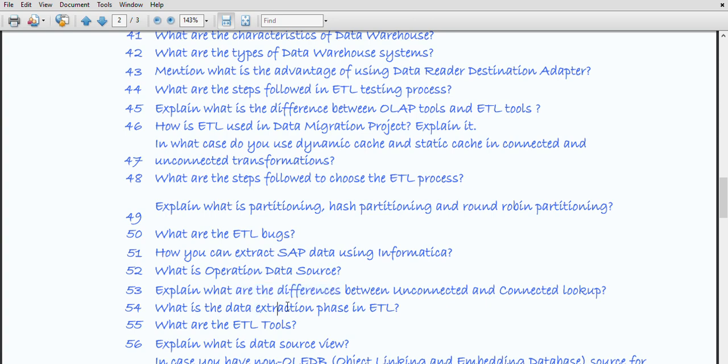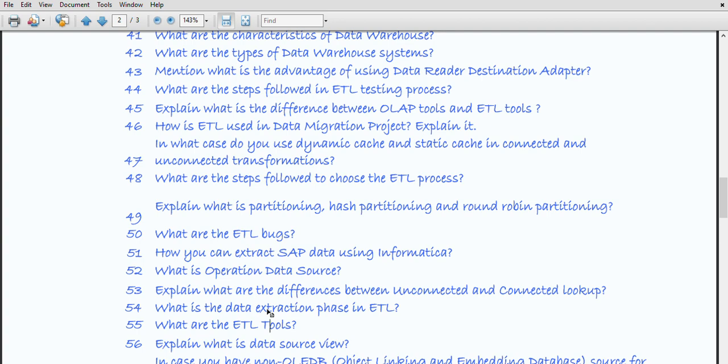Then, what is the data extraction phase in ETL? Data extraction is nothing but extracting the data from multiple different sources using an ETL tool. There are two types of extraction, full and partial. In full extraction, it extracts the data from the operational or source system and loads it to the staging area. In partial extraction, sometimes we get a notification from the source system to update a specific area, which is called a data load.